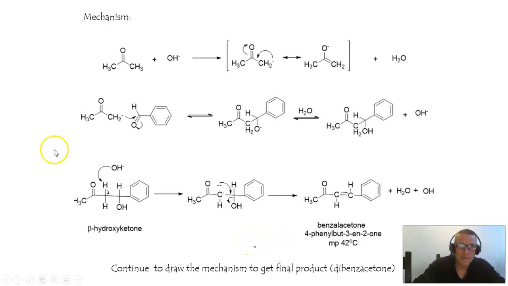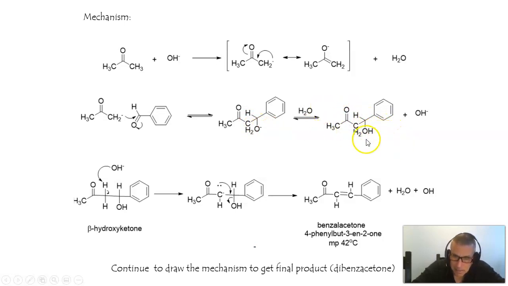And here's the mechanism. Acetone will react with base. It'll pull off one of these hydrogens to form the anion here, which is resonance stabilized to form the enolate anion. And therefore, once this loses its water, it will seek out something with a positive charge. The carbonyl carbon of benzaldehyde is a great example, and it will react with benzaldehyde, forming the alkoxide. That alkoxide does have water present, so it can easily protonate, and now you've got your beta hydroxyketone.